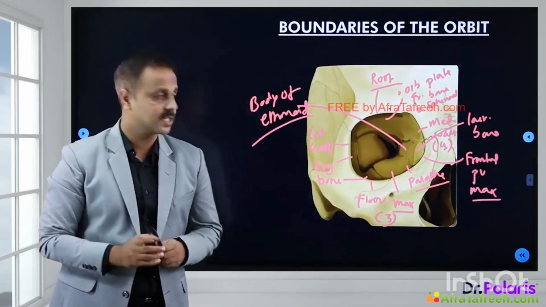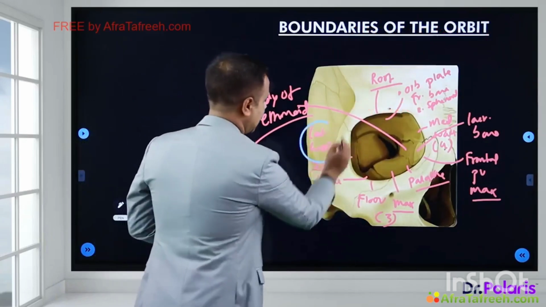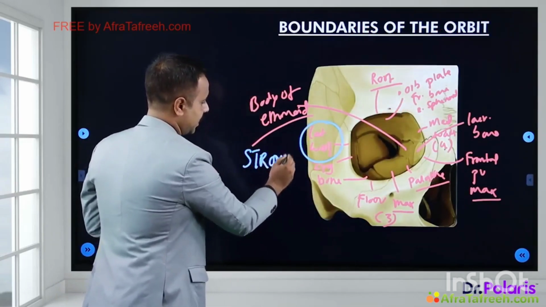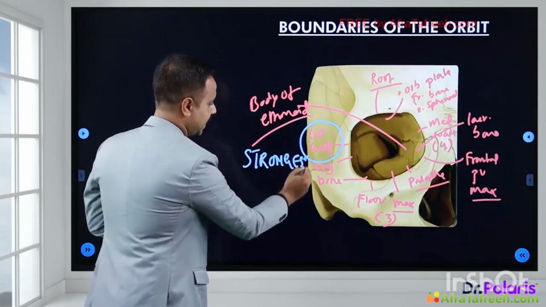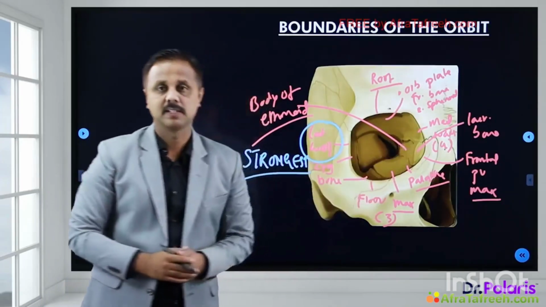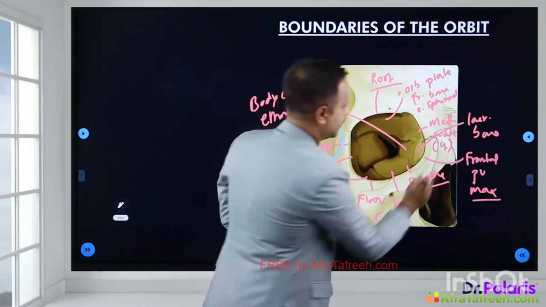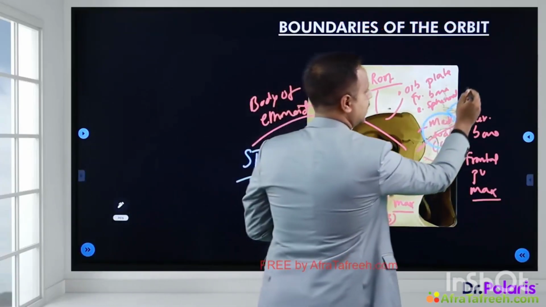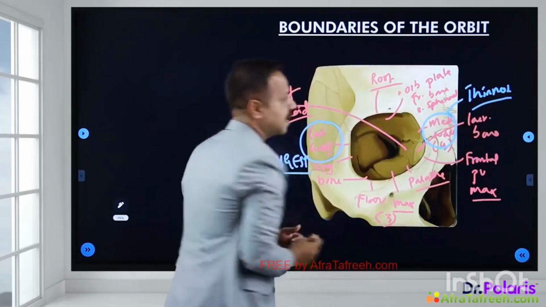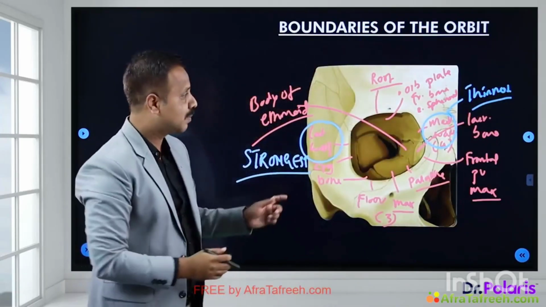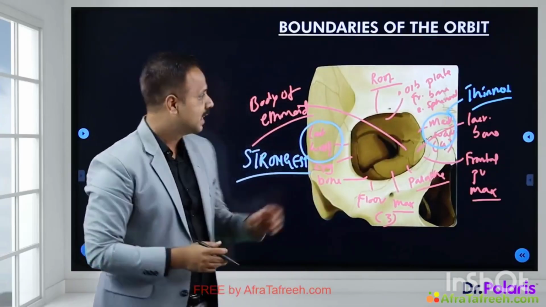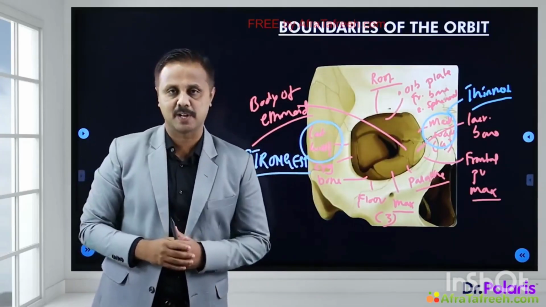Of these 4 walls, remember the lateral wall is the strongest. It is formed by thick bones and hence it is the strongest wall. Whereas the medial wall is the thinnest. Why do you need to know this? If fractures of the orbit occur, they are more likely to occur along the medial wall. This is regarding the boundaries of the orbit.